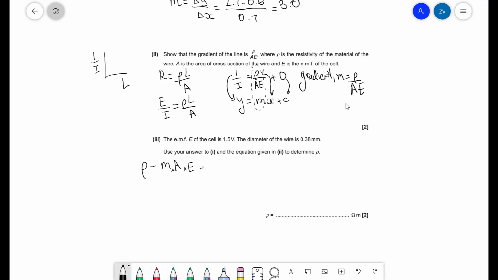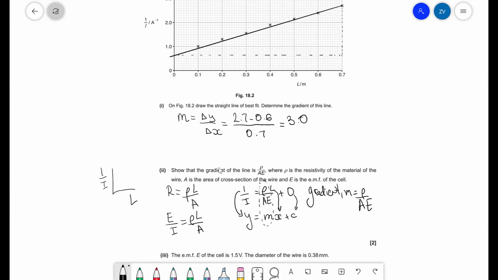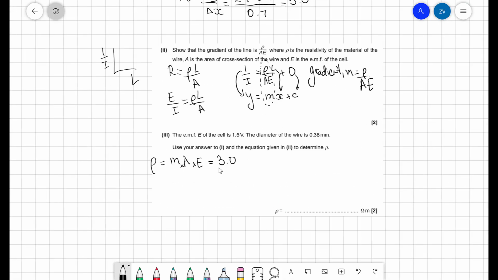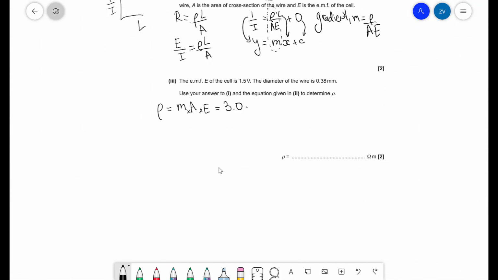So our gradient is 3.0. This answer will vary a little bit on your line of best fit, by the way, but the one we've got up here is 3.0 multiplied by the cross-sectional area. So the cross-sectional area will be pi d over 2 squared. So pi times, now 0.38 millimeters, so that's times 10 to the power of minus 3.